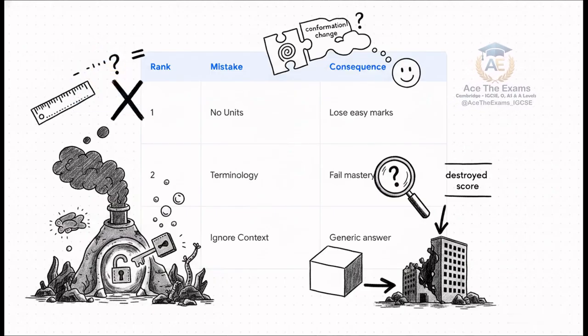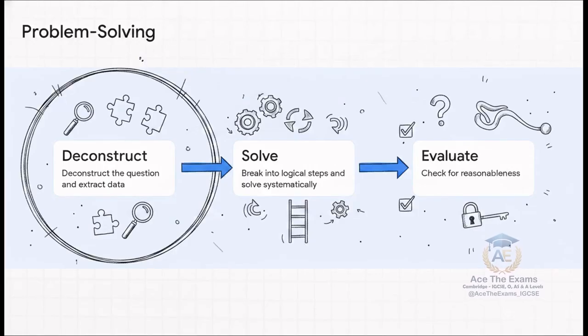And number 3, which honestly breaks my heart every time, ignoring the context. If the prompt introduces a highly specific, novel enzyme found in a deep-sea hydrothermal vent, and you just regurgitate a generic textbook answer without ever mentioning that specific environment, your score will be destroyed. You must integrate that stimulus material. So how do we systematically bypass those 3 fatal mistakes?